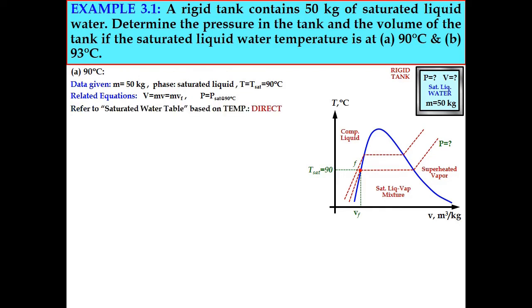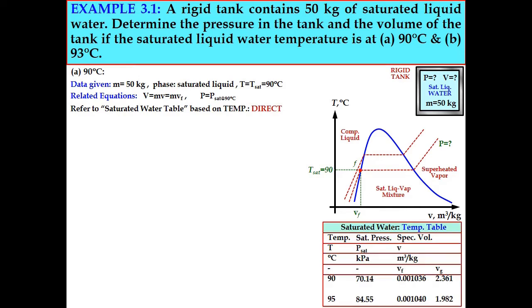Now, because we already know the phase is saturated liquid, we need to refer to the saturated table. The substance is water, so we need to refer to the saturated water table based on temperature. We can choose based on temperature or based on pressure, but we need to choose the easiest one. For this case, we can get direct data from the saturated water table based on temperature.